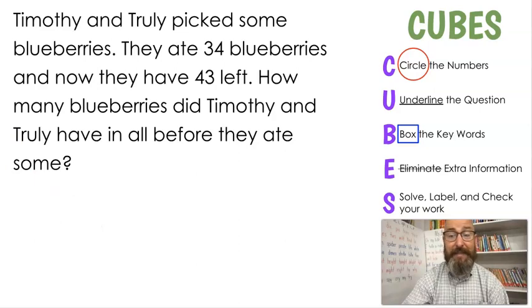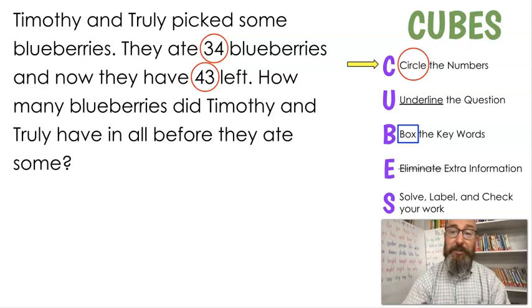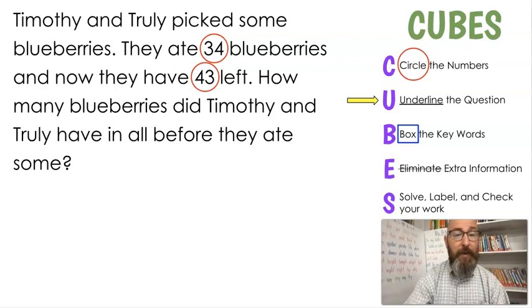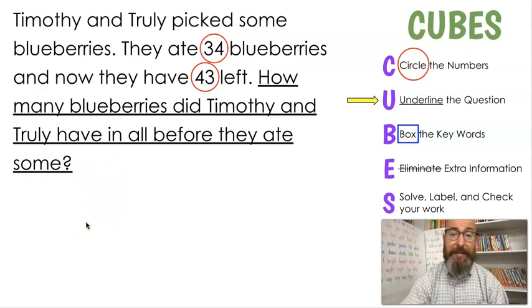So the first thing in cubes is C. C stands for circle the numbers. What are the numbers in this question? 34 and 43. I'm sure you found those. Next is U. U stands for underline the question. Now, we've always said look for the question mark. If you can find the question mark, you can find the question. So the question here would be, how many blueberries did Timothy and Truly have in all before they ate some? And make sure you go back to the first word of the question. Oftentimes I see students just doing part of the question and not the whole thing. If you don't do the whole thing, you don't know what you're being asked to find.